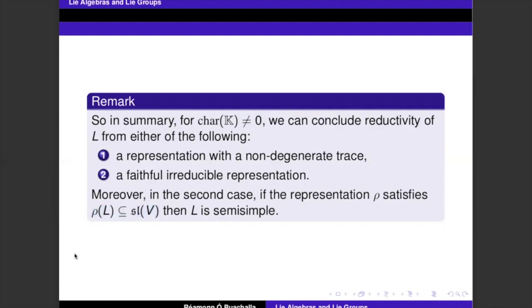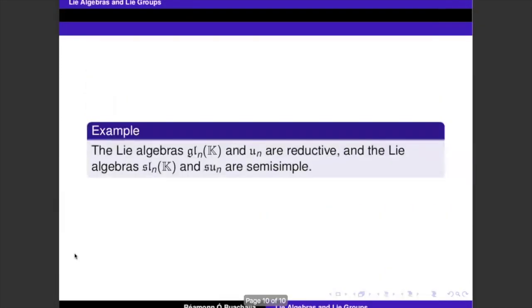Okay, so those are some good ways to verify in practice reductivity or the stronger condition of semi-simplicity. And let me leave an example as an exercise. We'll do this in the exercise classes. Recall the definitions that we have: GL of n over a general field, U of n over the complex numbers. Use the above results to show that these Lie algebras are reductive. And use the second to show that these Lie algebras are semi-simple. A good way to get a feeling for the conditions in the statements of those two theorems is to try to verify them on these elementary but extremely important examples of Lie algebras.